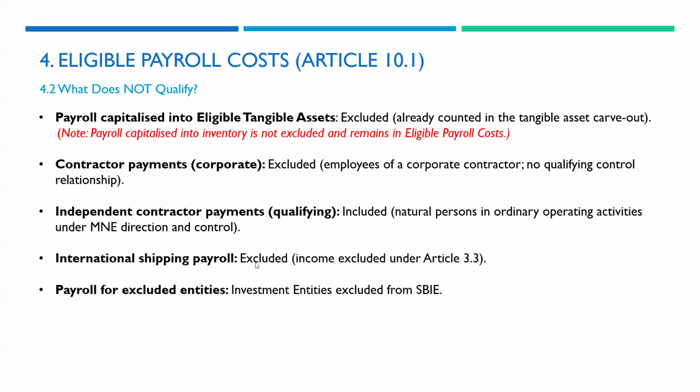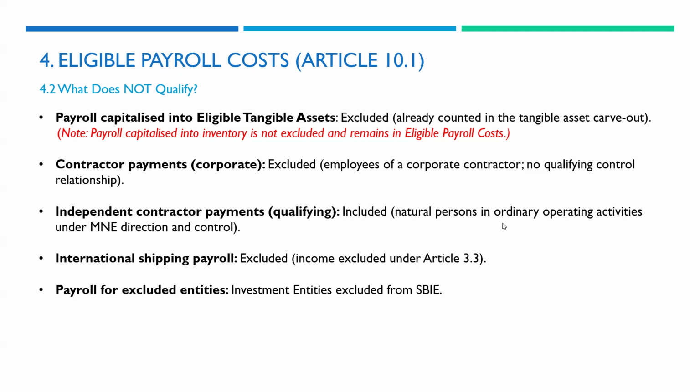International shipping payroll is definitely excluded, because that income is not included in the GloBE income. It's an exemption, yes or no? International shipping payroll and payroll for excluded entities are also excluded because these are not included in the GloBE income calculation. So why should I put that for SBIE, when the formula is net GloBE income minus SBIE is excess profit? That's not included there, so why should I do it there? Are you clear?